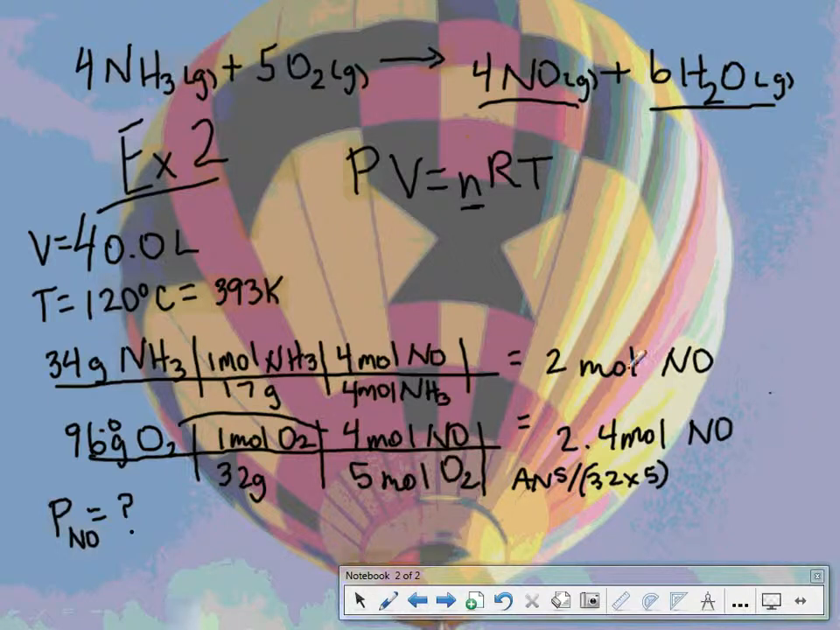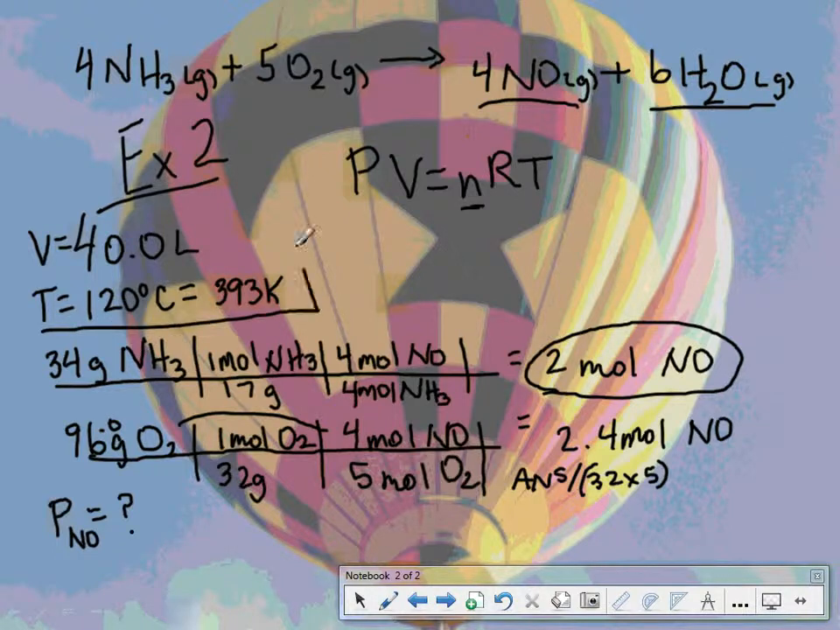So which one ran out first? Ammonia. Right, ammonia's our limiting reagent. NO didn't run out. We made some, and this is as much as we could possibly make. Did you make 2.0 moles? Yes. Good.